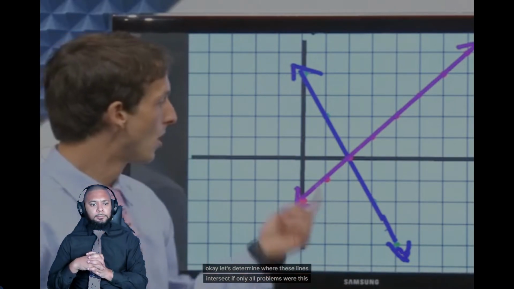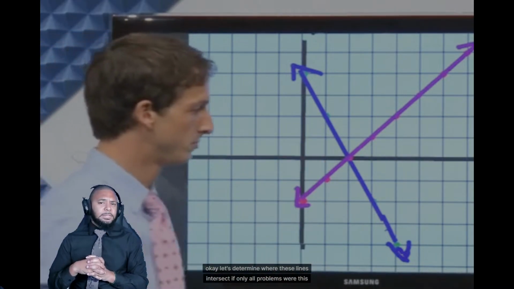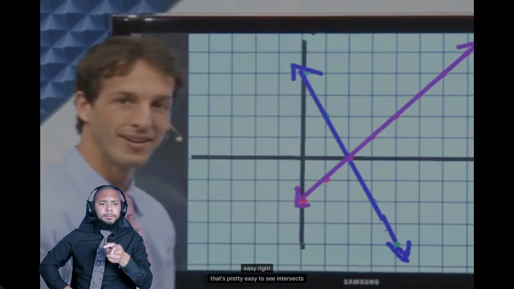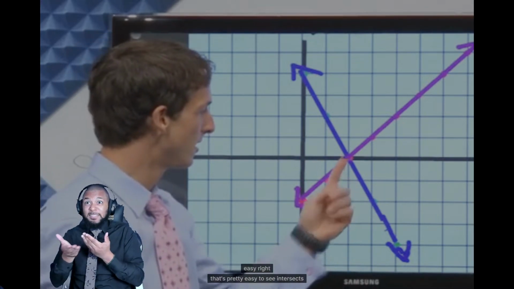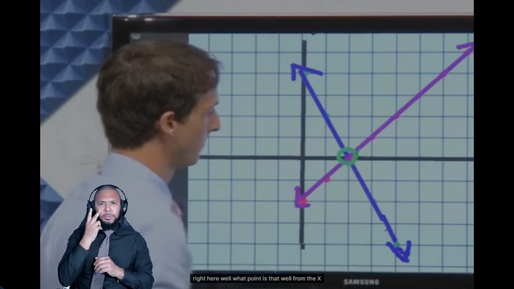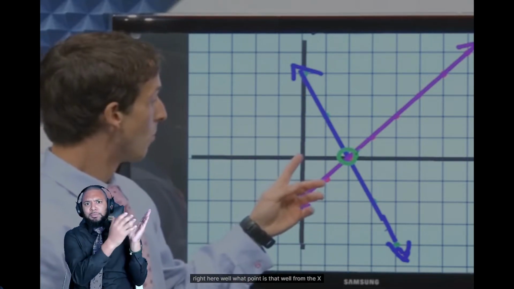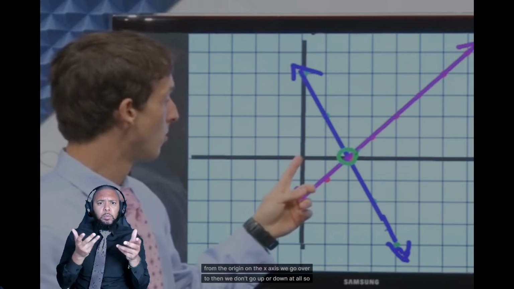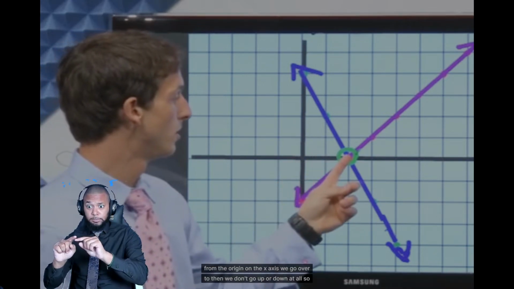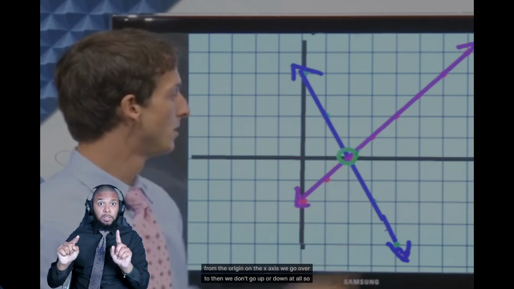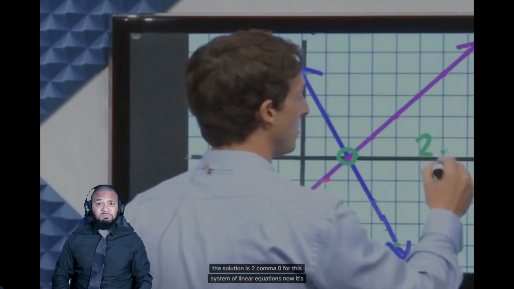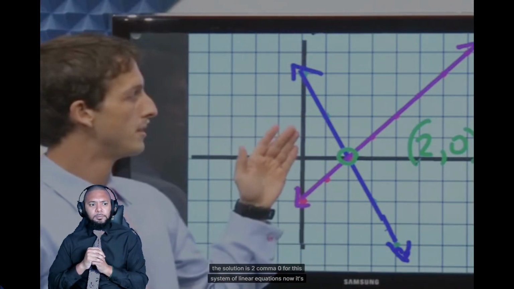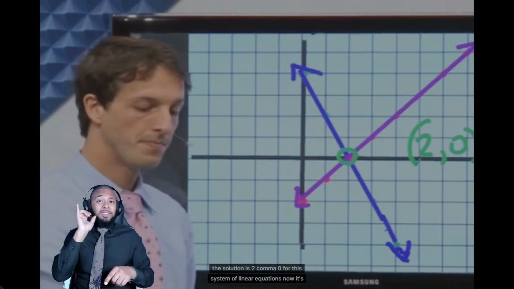Let's determine where these lines intersect. If only all problems were this easy, right? That's pretty easy to see. Intersects right here. Well, what point is that? Well, from the origin, on the x-axis, we go over 2. Then we don't go up or down at all. So the solution is 2, 0 for this system of linear equations.